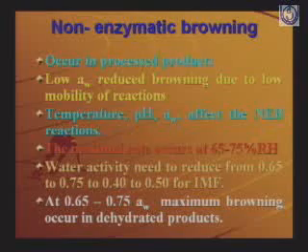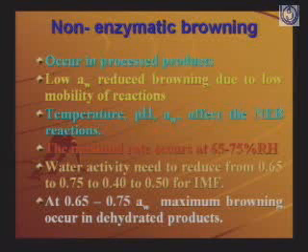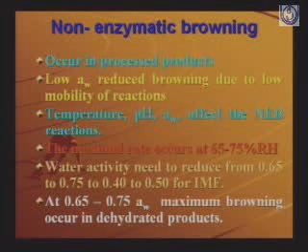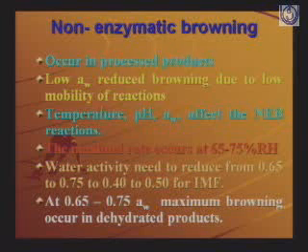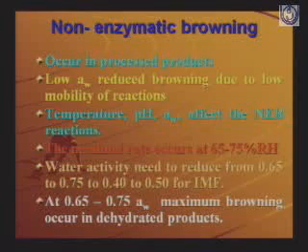Then coming to the non-enzymatic browning, the effect of water activity on non-enzymatic browning. Actually, this occurs in case of processed products. Low water activity reduces the browning due to the low mobility of the reactions. Some factors like temperature, pH, and water activity affect the non-enzymatic browning reactions. The maximum rate, generally in case of fruits and vegetable products, occurs at 65 to 70% relative humidity. Water activity needs to be reduced from 0.65 to 0.75 down to 0.4 to 0.50 for the intermediate foods.